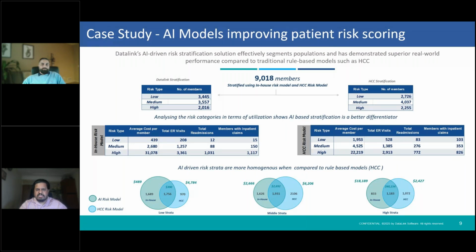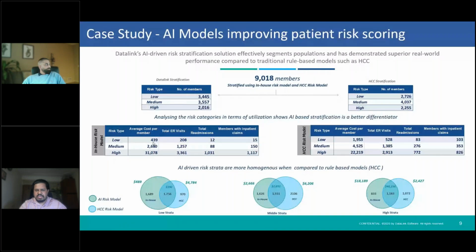Now if you consider the second row tables, this gives you a lot of insights on the separation of these models. The first table that you see in the second row is the Datalink AI based model, and the second table is the HCC risk model. Let's concentrate on just the first parameter, which is the average cost per member. The average cost per member in the low category for the AI model is $439, which is way far away from the high category, which is $31K.